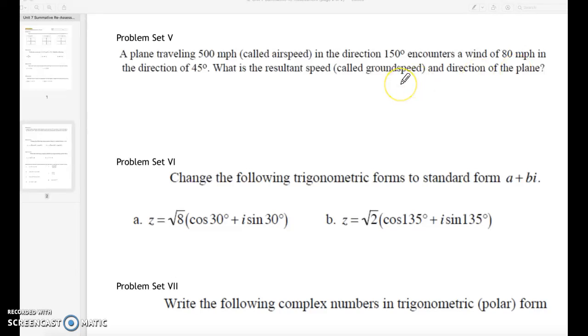Okay, let's continue our review with problem set number 5. We've got a plane traveling 500 miles an hour in the direction 150 degrees and encounters some wind in the direction of 45 degrees. I'm going to draw these in the coordinate plane.